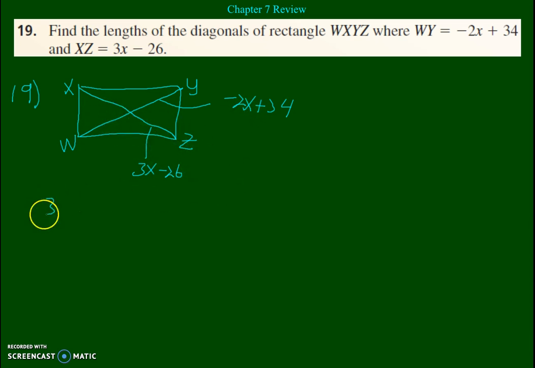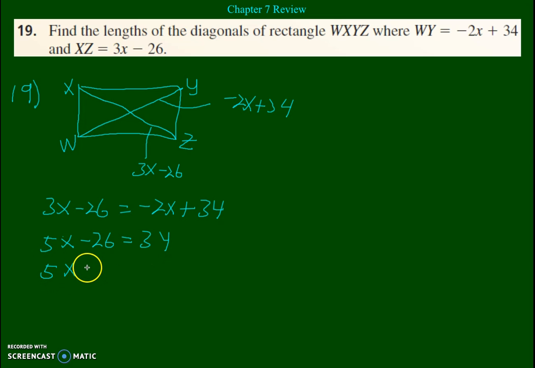So I know that 3x minus 26 equals negative 2x plus 34. Add the 2x, 5x minus 26 equals 34. Add the 26, 5x equals 60. Divide by 5, x equals 12.